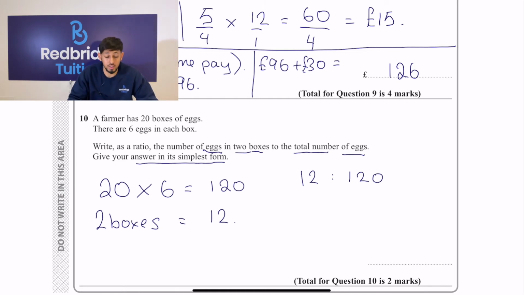Our question isn't finished because we also need to write this in the simplest form. The way we do that is we need to cancel down both parts of the ratio. We can see that both of these values can be divided by 12. So we'll have 12 divided by 12, which gives us 1, and 120 divided by 12, which gives us 10. So this gives us our final answer in the simplest ratio of 1 colon 10.